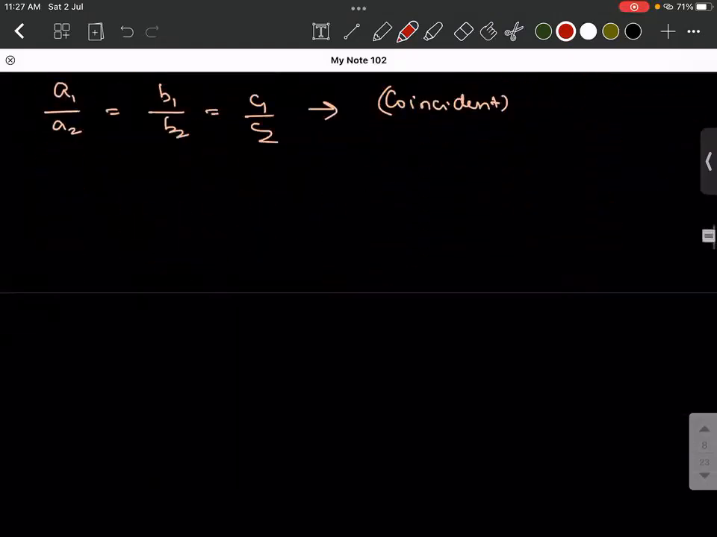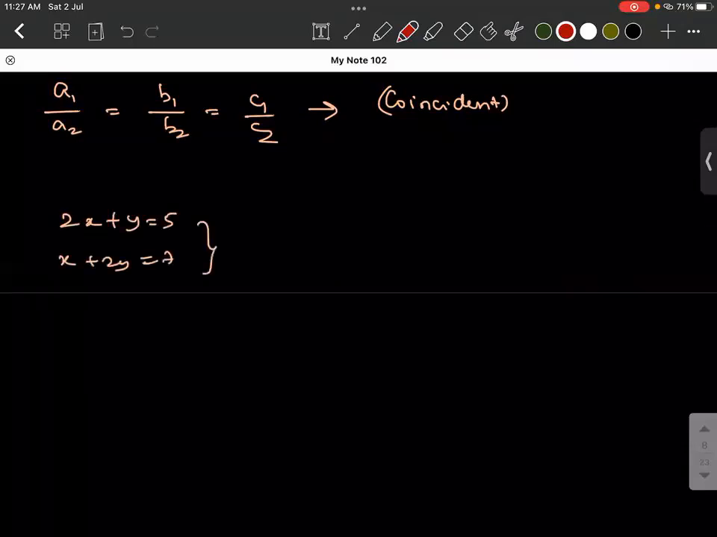For example, if I take a line like this, 2x plus y is 5 and x plus 2y is equal to 7. This is the number we had been dealing from the beginning. These two have a1 by a2. What is a1 by a2? 2 by 1 is not equal to 1 by 2. So that is why they are intersecting lines.